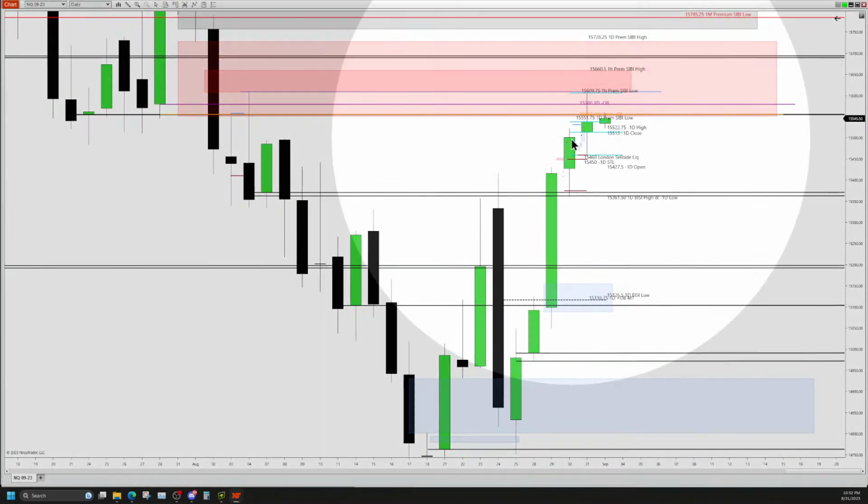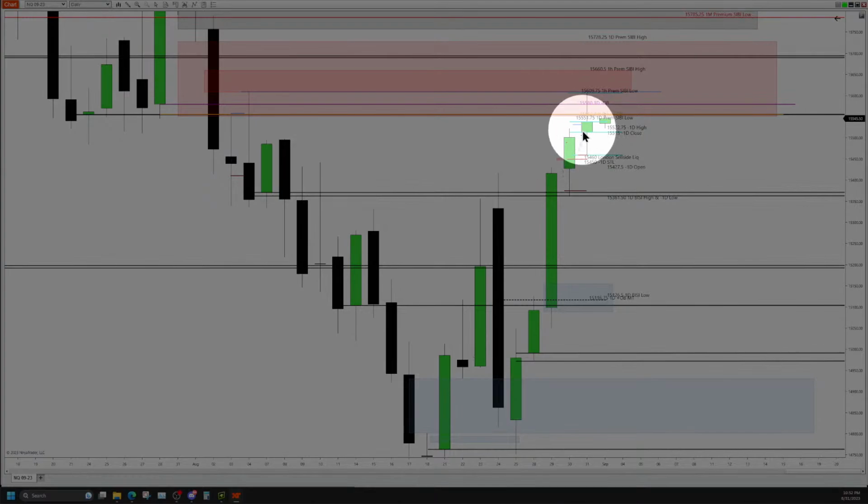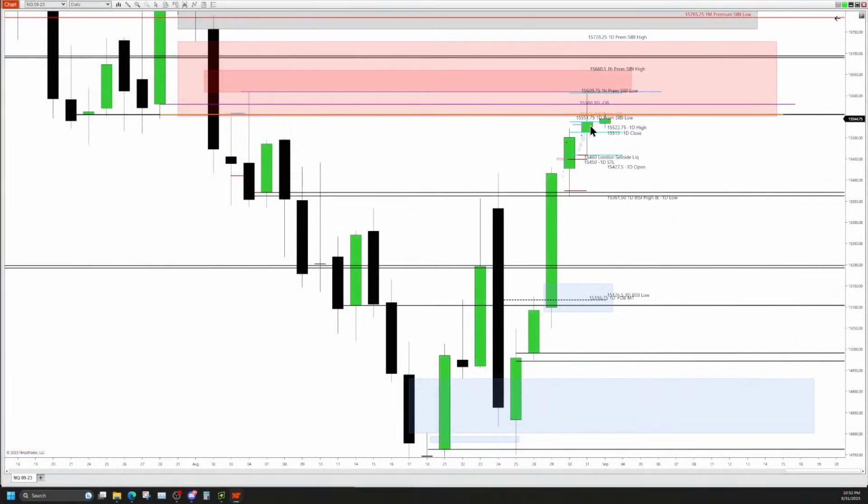What happened with this one here? So we had an open, it went lower all the way to this consequent encroachment. It went higher all the way to this, almost hit it, but did not take that 1 hour premium SIBI low and short-term high there, buy side liquidity. So it came down from there and closed right around here. So still moving upwards.